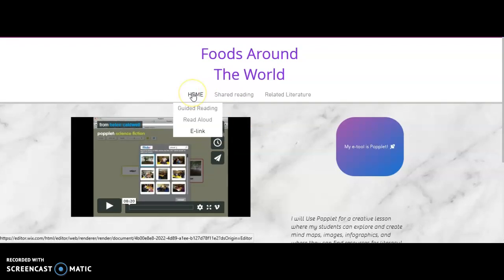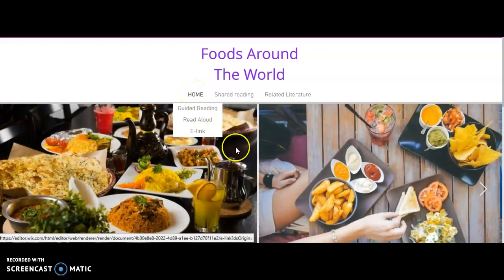Overall, this E-Unit is a great way for students to learn and comprehend reading from all over the world.